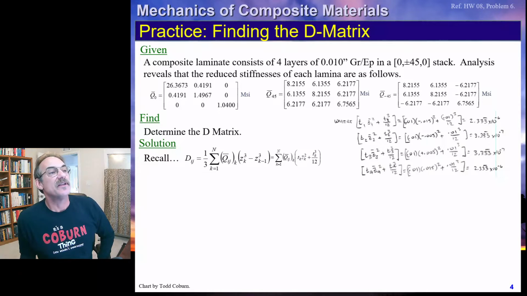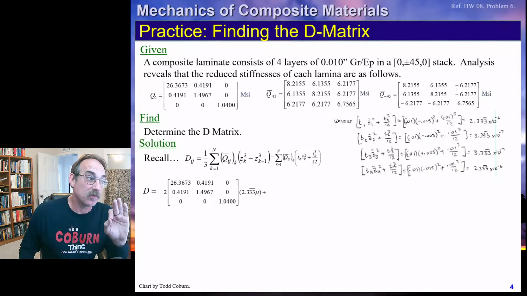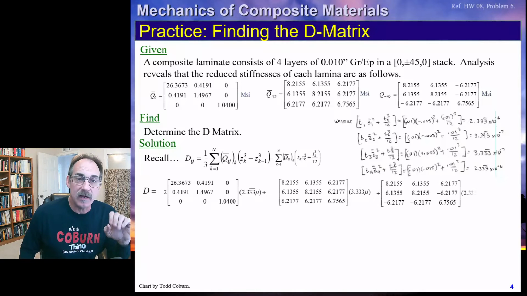You'll notice the second and third ply have the same value, as do the first and fourth, because of the layout of this laminate. That all makes sense, which helps to confirm that we may have a correct solution. We then see that the first and fourth layer are the same, so we can just use a 2 and we do that.